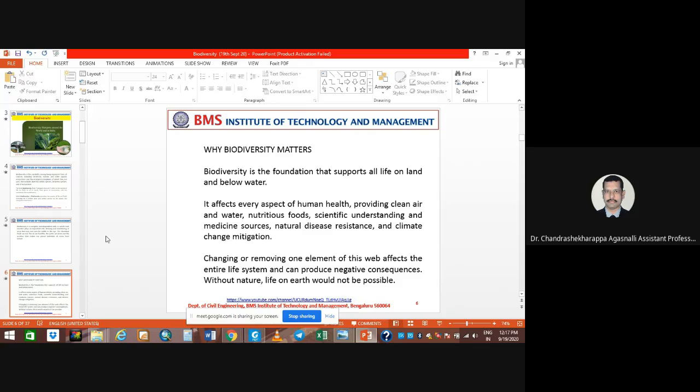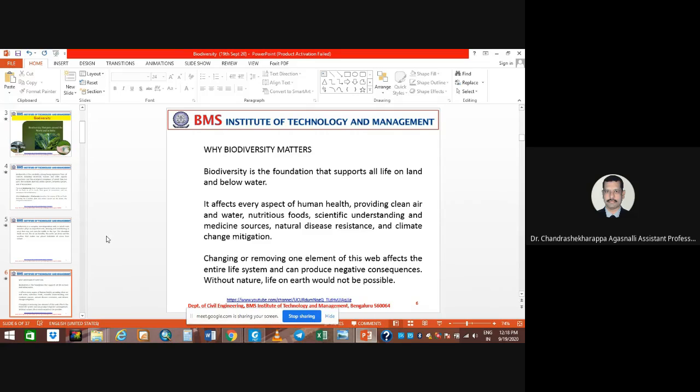So you got it. The best example is that if you cut all the trees from Bangalore city, just cut them down and wait for 10 days, not even 10 days. What oxygen will you get? Will it be poisonous air? What kind of air will we get, because you have a lot of pollution here in Bangalore. More pollution, fewer trees, more vehicles. So if you cut the trees, what will happen? Changing or removing one element of this web will affect the entire life system and can produce negative consequences.